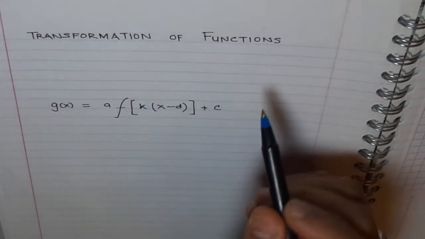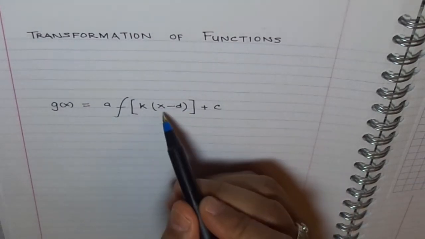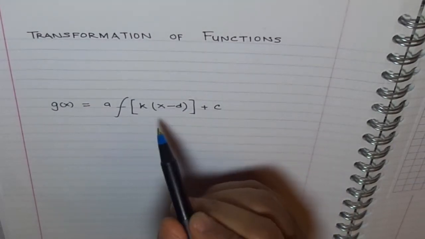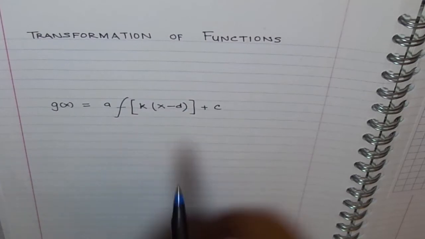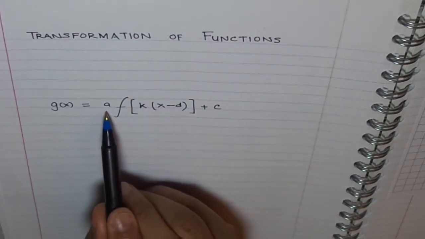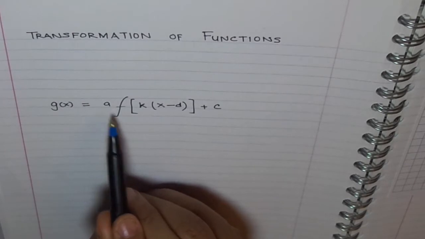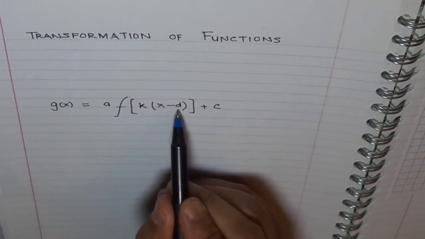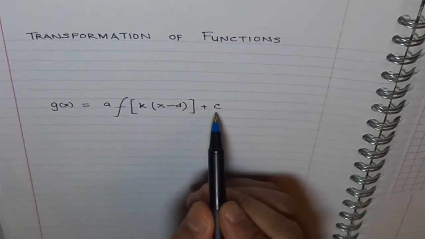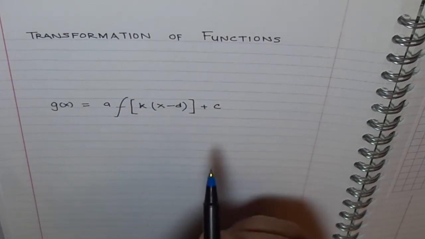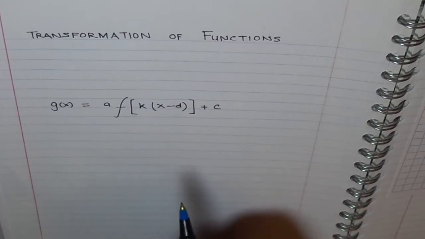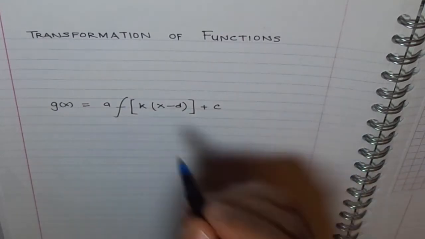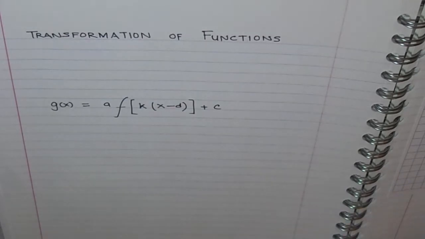So in general, let us say there is a function f(x) which has been transformed and we get a function g(x). In this, the function is vertically stretched by a factor of a, horizontally compressed by a factor of 1 over k, horizontally translated d units to the right, and vertically translated c units up, in case all these values are positive. Now let me describe all of them one by one.